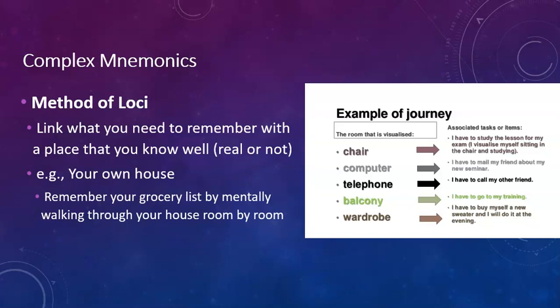Or you can remember things where they actually are. So, where did I meet this person? Where did I meet that person? You can remember people's names based on where you met them. So that's an example of a complex mnemonic.